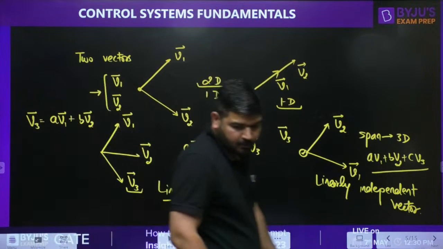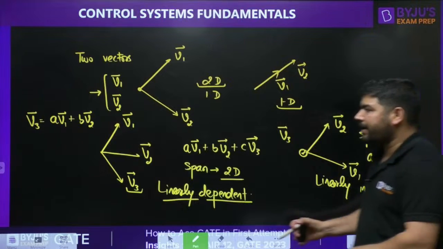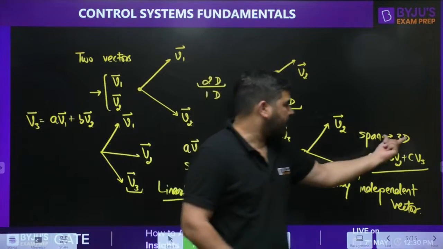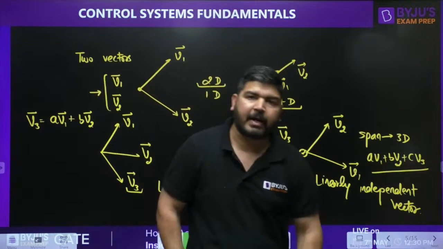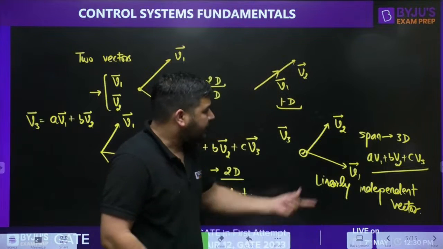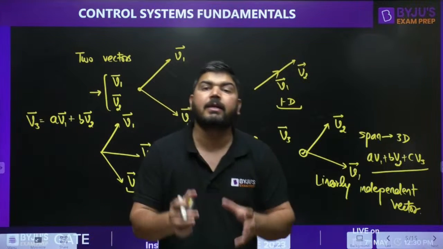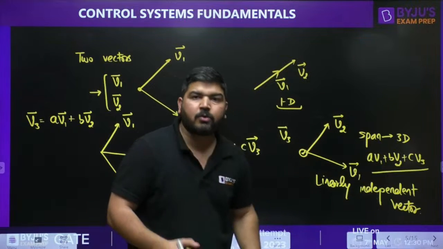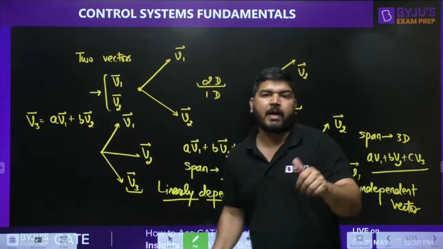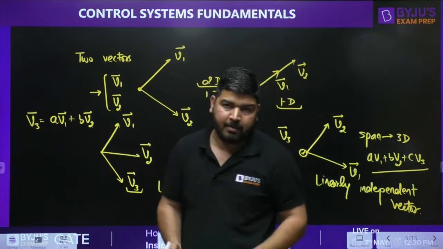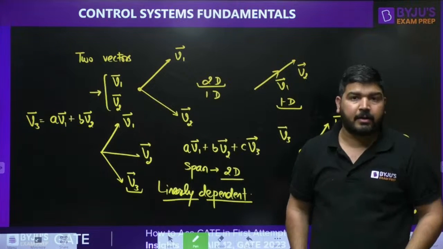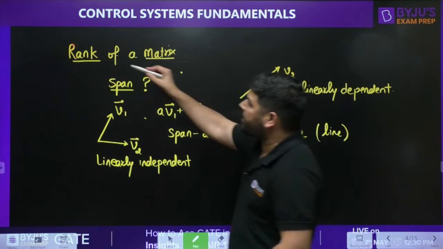I hope it is clear. So you can check whether the vectors are linearly dependent or independent by checking the number of vectors and the span. If the span is less than the number of vectors, they are linearly dependent. Now, it will not always be possible to check the span like this, because this is a qualitative analysis. Now we need a quantitative analysis, some mathematical tool to check the span. This span information is captured by rank.